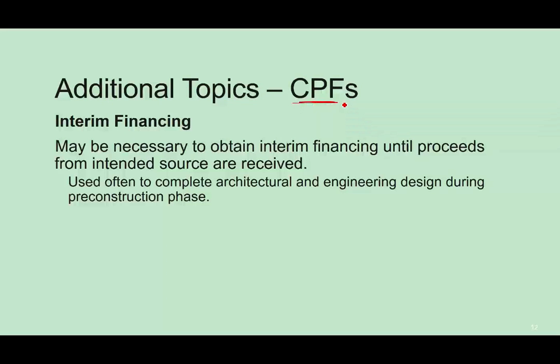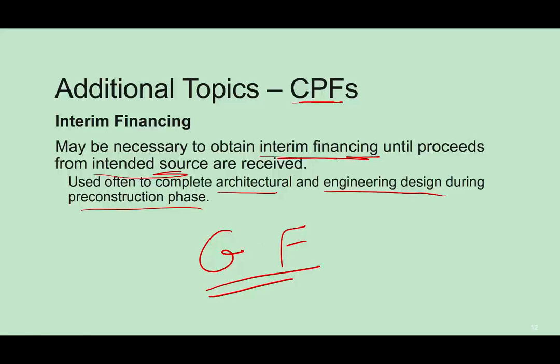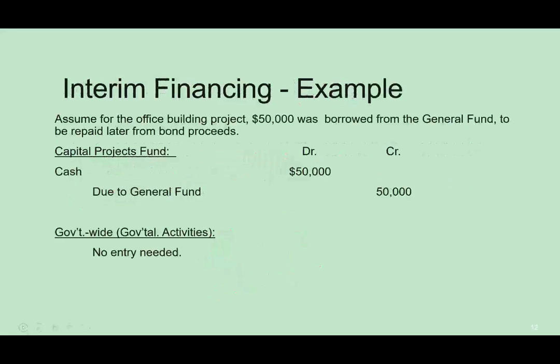Additional topic for capital project fund, interim financing. What's interim financing? It's when you haven't started the project yet, but you need some money. So it may be necessary to obtain interim financing until the proceeds from the intended source, like a bond or a grant, are received. It's used often to complete architect and engineering design during the pre-construction phase, because you need money. You haven't started the financing. Where are you going to go? You're going to go to the general fund. You're going to ask the general fund, the government, to give you money.